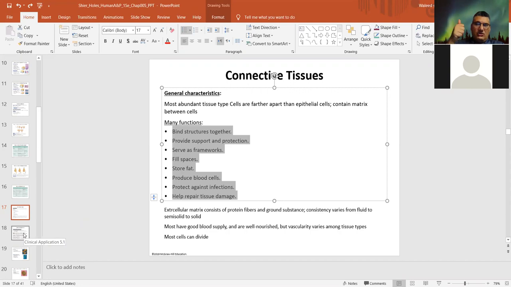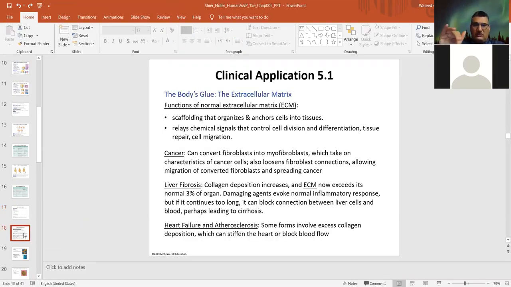Fluid and fibers. So you have cells and matrix. What's the matrix? Fluid and fibers. What fluid and what fiber? We will talk about it. Clinical application as usual. Don't worry much about it. Just you can apply your knowledge.